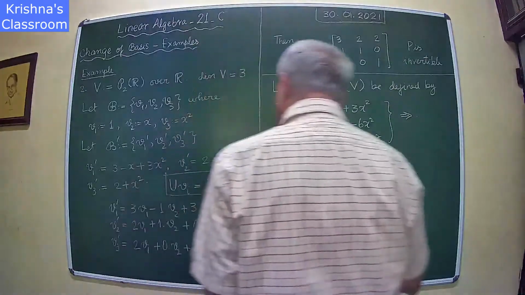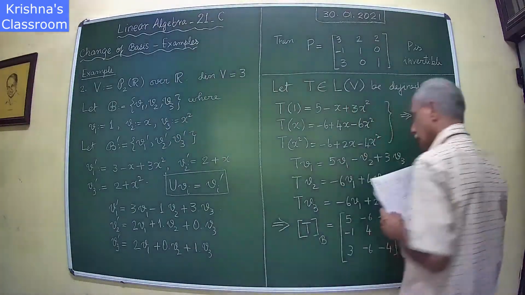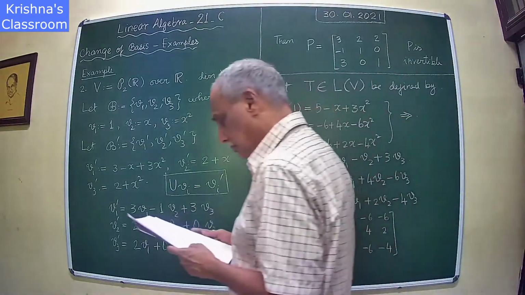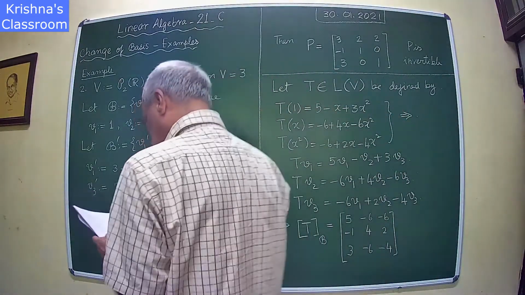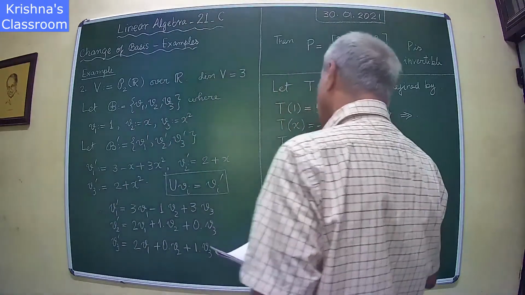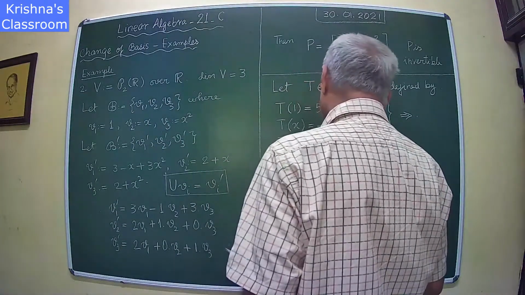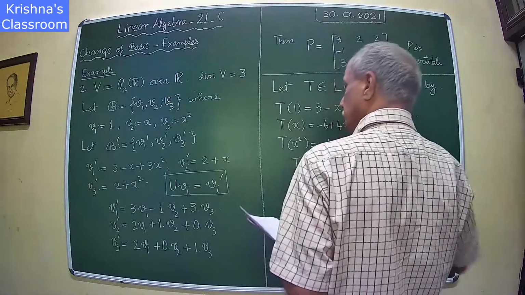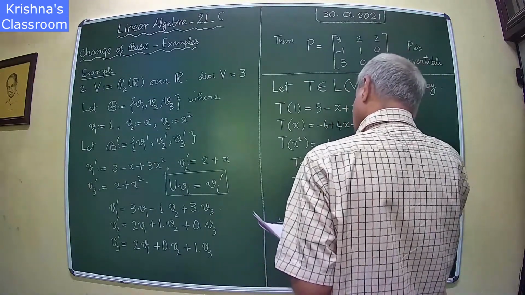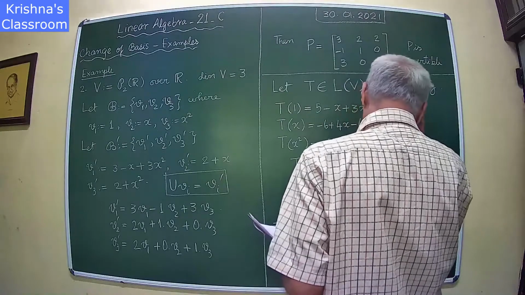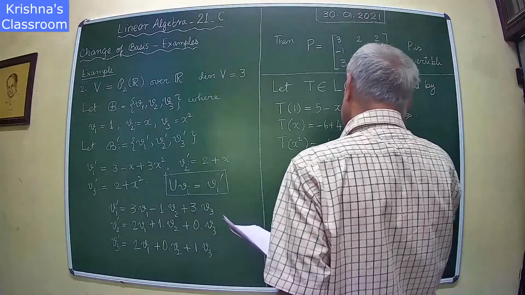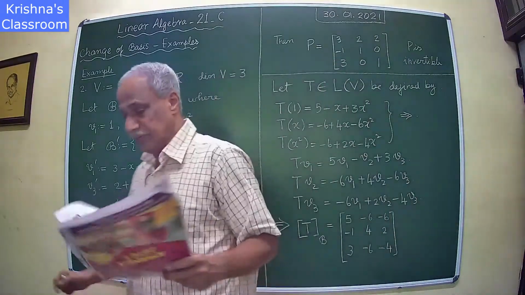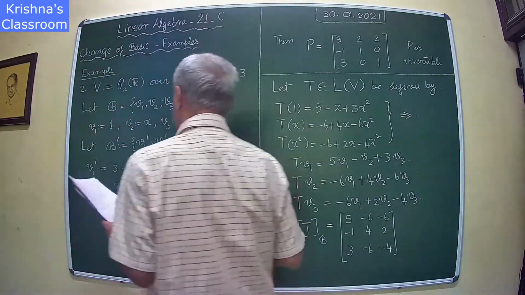Now our objective is this. We want to get the matrix representation for T in terms of B prime. Not just that, we also want to connect T B prime with T B. So let us do that.